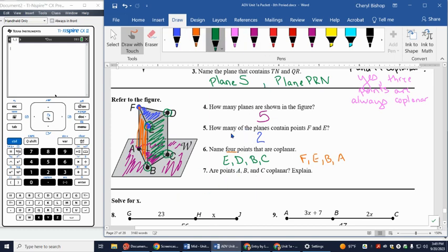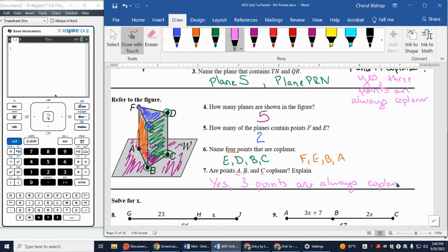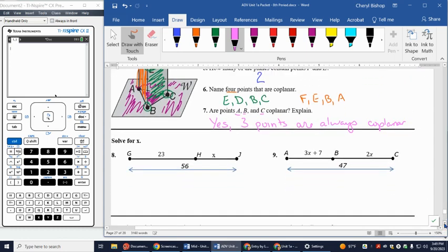Are these 3 points coplanar, whatever 3 points they are? Yeah. I don't even have to look at the picture. It's 3 points. They're always coplanar. 3 points are always coplanar. Always, always, always, and forever.